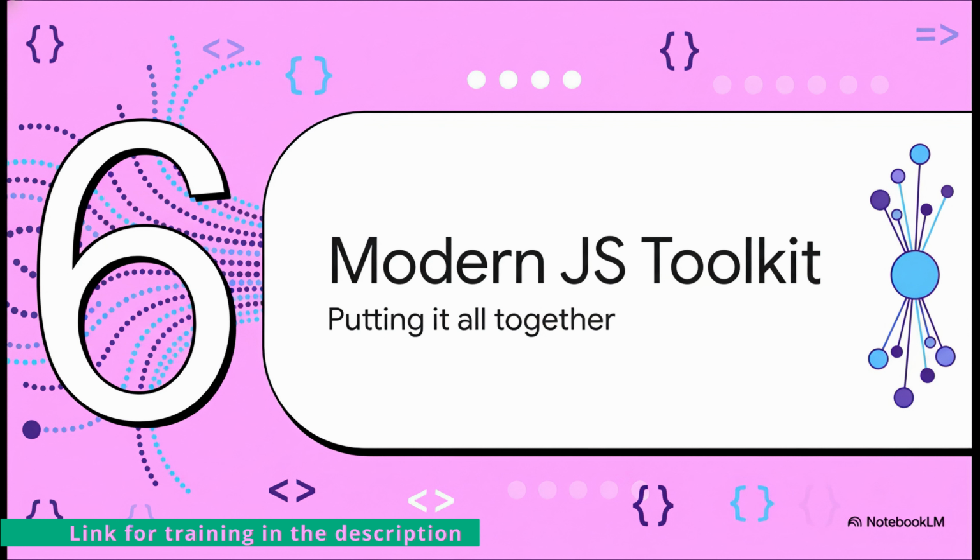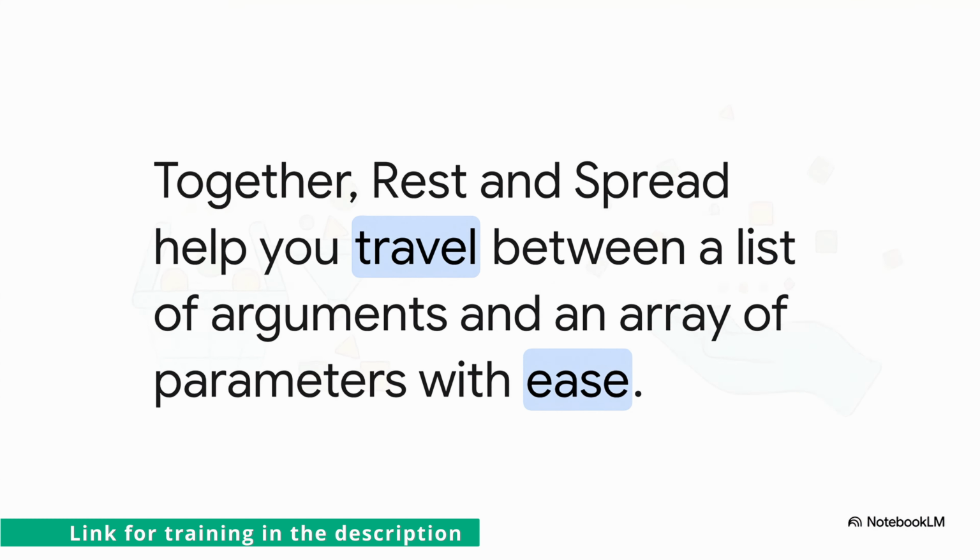Alright, let's bring this all home and really understand why this triple dot magic is such a crucial part of your modern JavaScript toolkit. The big picture here is that rest and spread aren't two separate ideas you have to memorize. They're two sides of the very same coin. Together, they give you this amazing fluid power to switch back and forth between a list of individual things and a single array that holds those things.